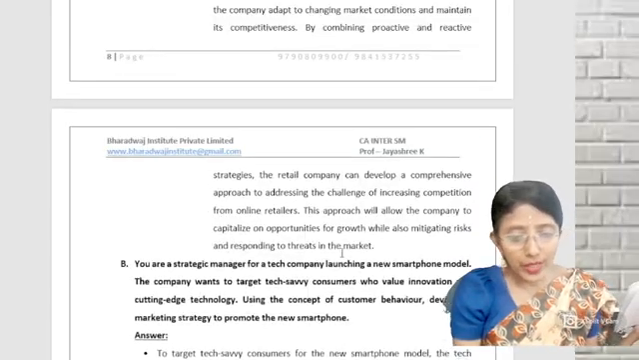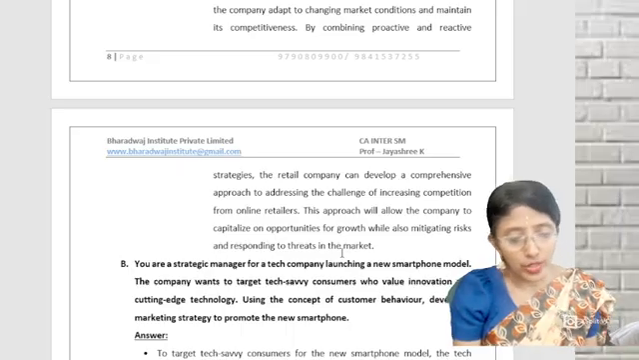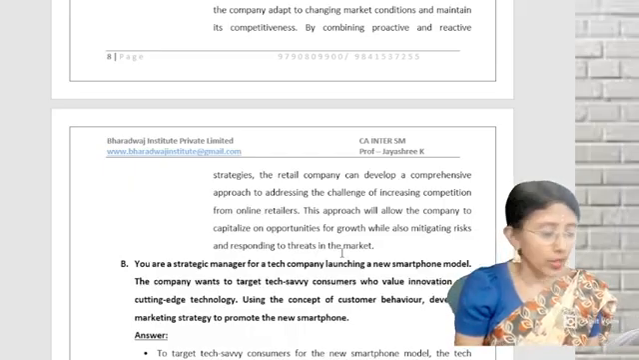You are a strategic manager for a tech company launching a new smartphone model. The company wants to target tech-savvy consumers who value innovation and cutting-edge technology. Using the concept of customer behavior, develop a marketing strategy to promote the new smartphone.